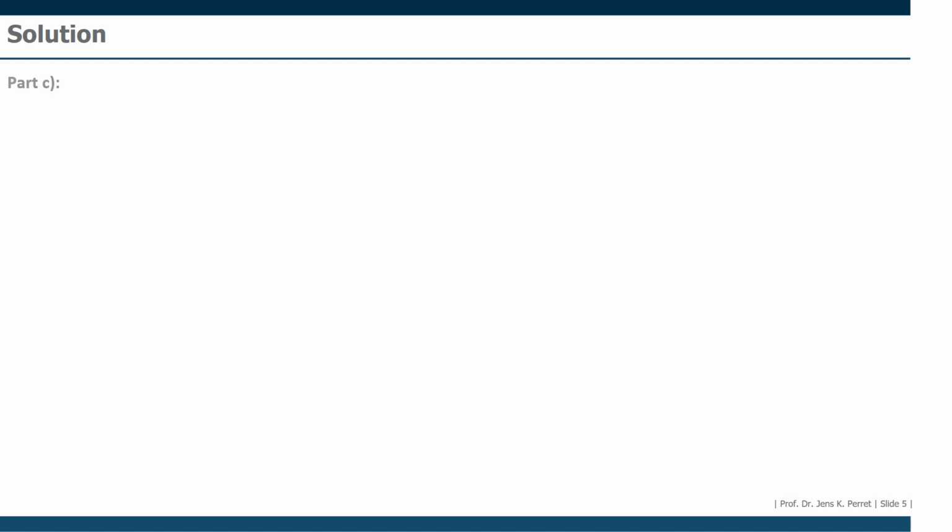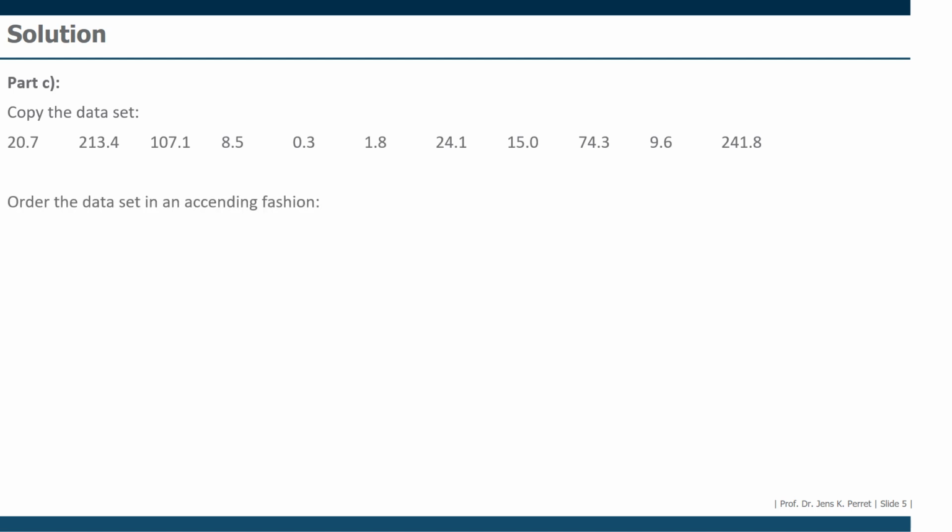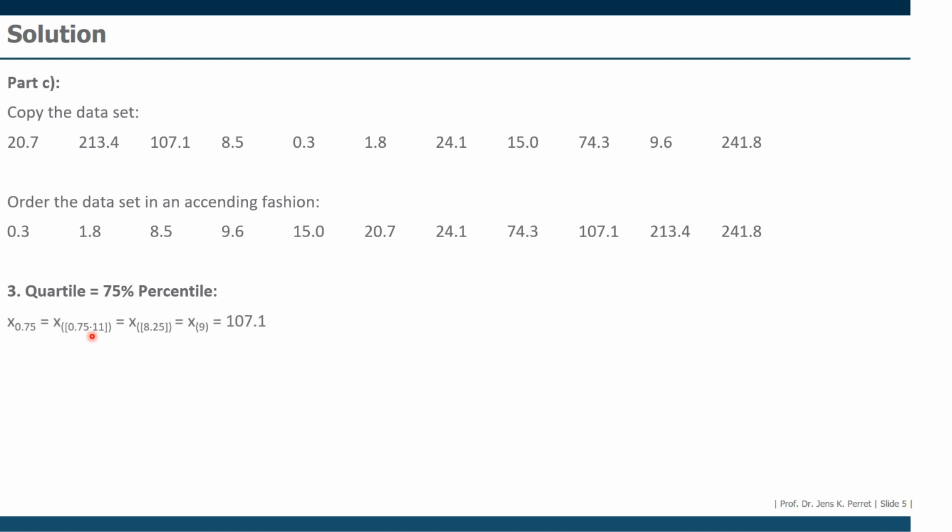Continue with the third part, with part C. Again, we take our data set that is given, arrange this in ascending order, and start with the third quartile, the 75% percentile, by multiplying with the number of observations. Here, let's check out, we have in total 11 observations.